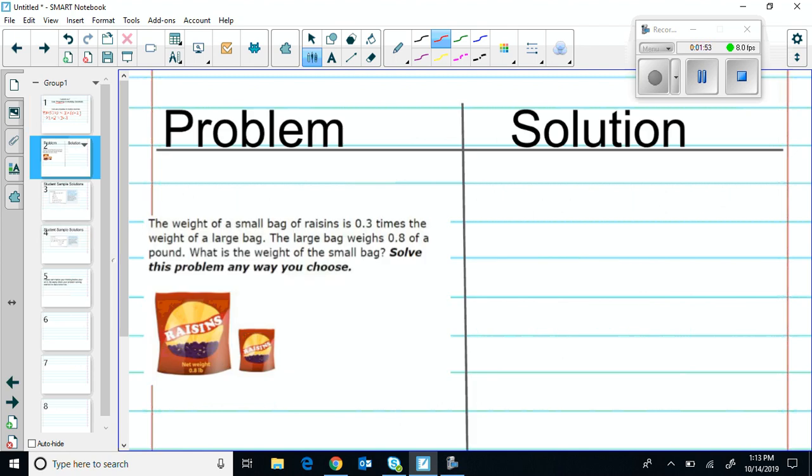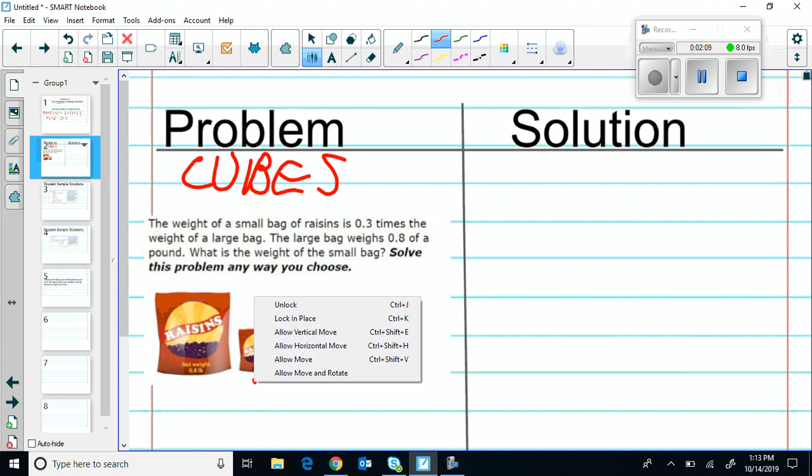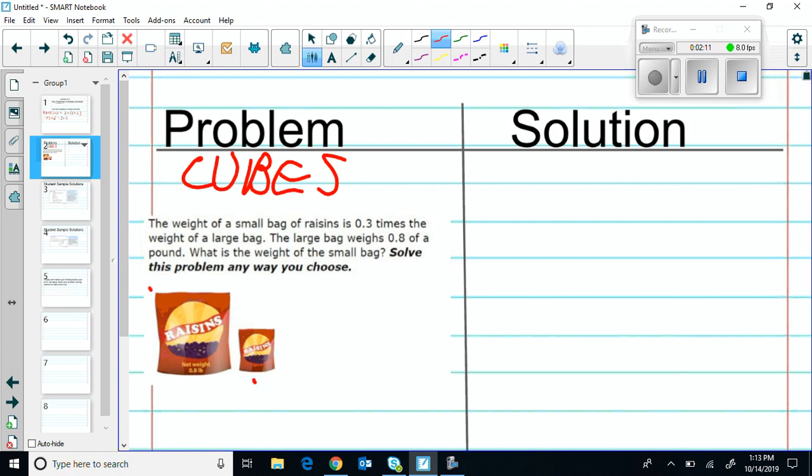Here is your solve and share problem for tonight. Remember, when we are working through the problem, we do want to use cubes. So I'm going to read through it first, and then I'm going to go through the process. The weight of a small bag of raisins is 3/10 times the weight of the large bag. The large bag weighs 8/10 of a pound. What is the weight of the small bag? Solve this problem any way you choose.